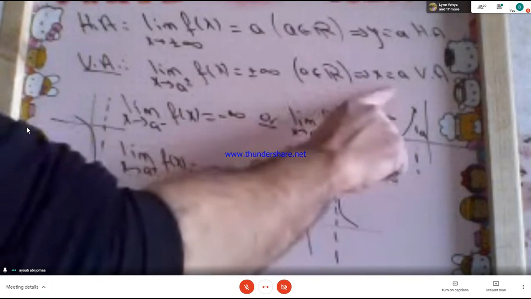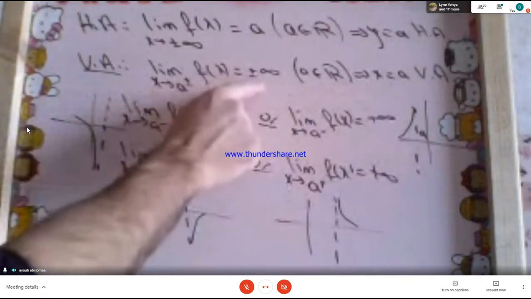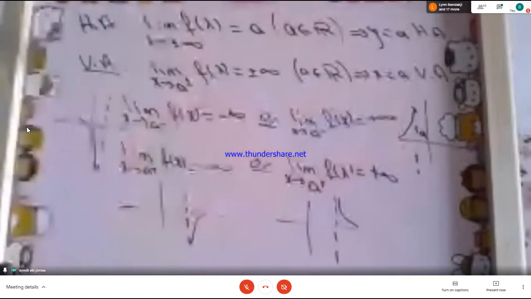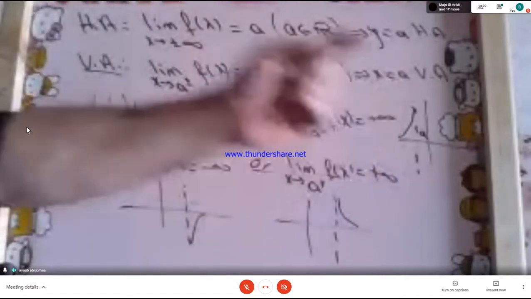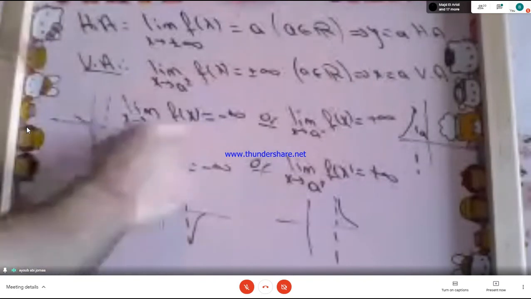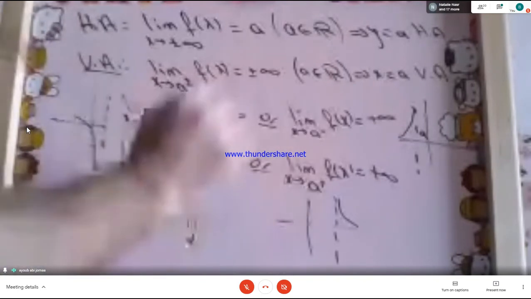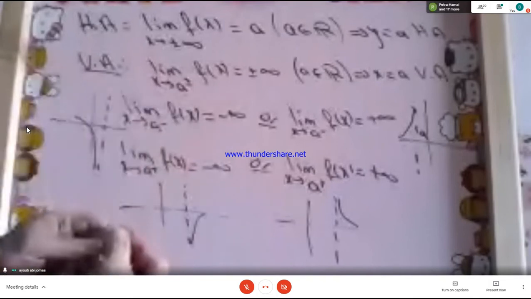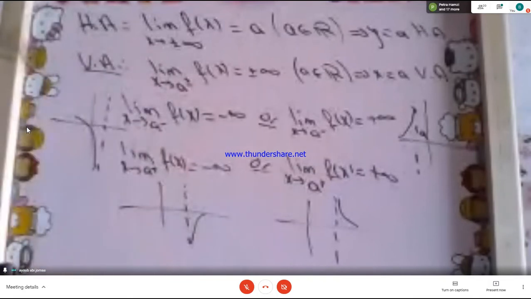No, that way. I wrote it here. A minus or a plus is positive infinity or negative infinity. You write x equals a is a vertical asymptote. You don't write x equals a minus or x equals a plus. In all of these, you write x equals a is a vertical asymptote. A minus, a plus are used for the limits. Okay?